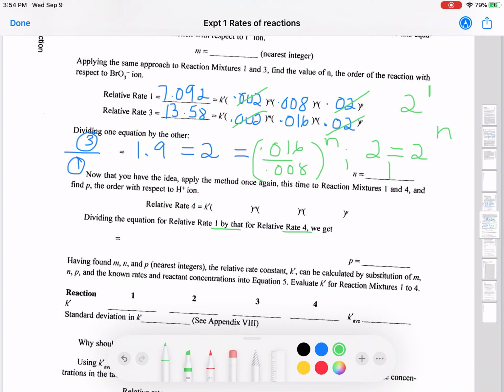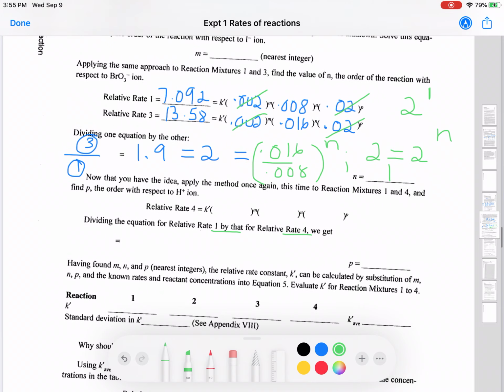You can do rate 1 by rate 4 or rate 4 by rate 1. So relative rate 4 is 28.57. We can do 4 over 1. I mean, you don't have to follow me. Now you know what to do, so you can go ahead and try yourself. It's going to be 28.57 over 7.092. And then you put the information for relative rate 4.